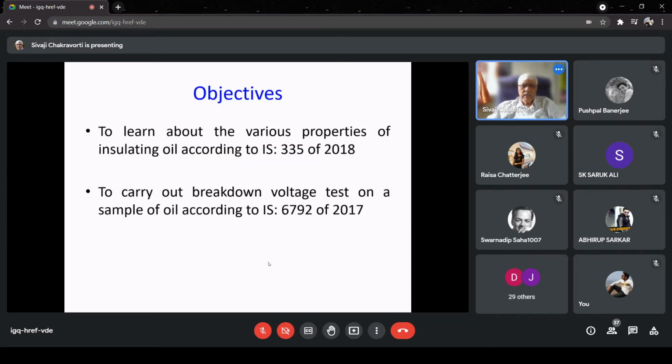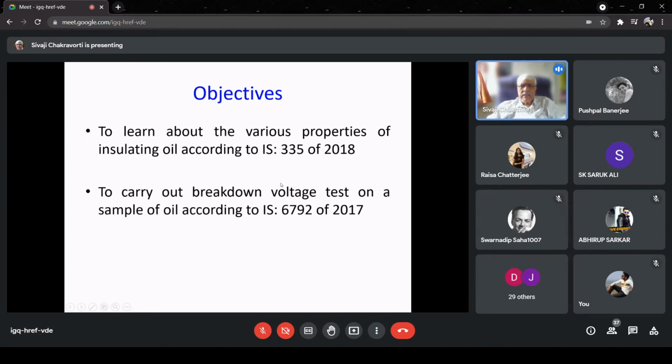Now, as I said, we have two parts to this experiment. One, to learn about the various properties of insulating oil, and second, to carry out the breakdown voltage test. In both these objectives, one thing you can see very interestingly is that we have mentioned IS. What does this IS stand for? Anyone can tell me? It's an Indian Standard. Indian Standard, correct.